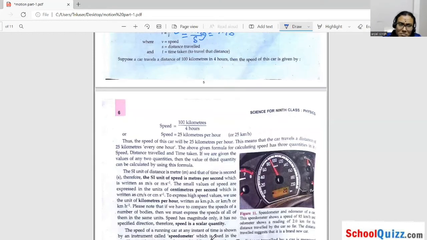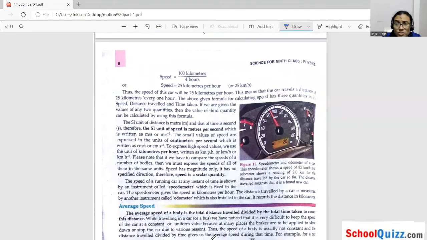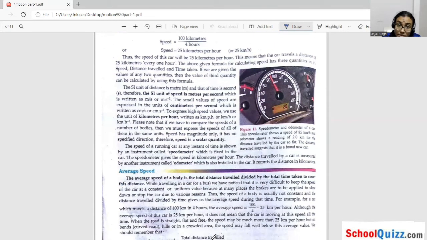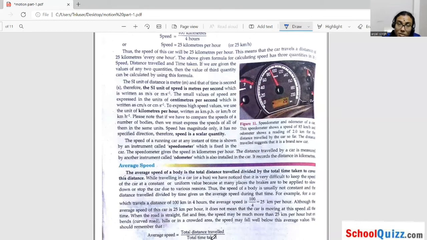As well as the SI unit, there are so many units, like kilometer per hour, kilometer per second. There are so many units, but this is the SI unit. And most important, speed is which type of quantity? It is a scalar quantity. Whenever I'm explaining speed, I didn't talk about the direction. So speed is a scalar quantity. Clear?